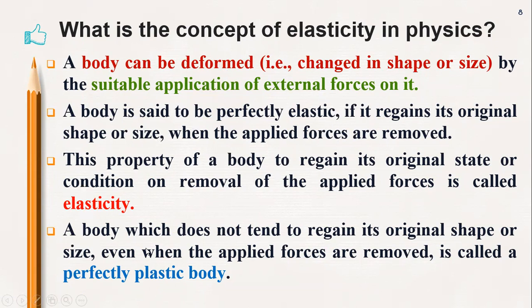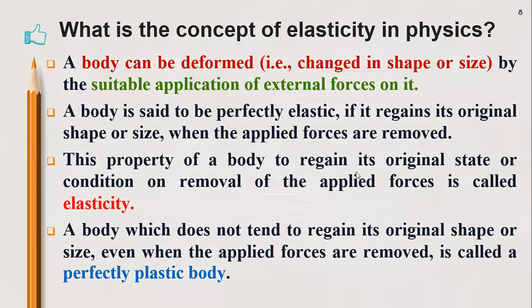Next, a body which does not tend to regain its original shape or size even when the applied forces are removed is called a perfectly plastic body. If you give an external force, the body moves to a new position. If you remove the external force and it regains its original shape, it is called an elastic body. If it does not regain its original shape, it is called a plastic body. This is the difference between an elastic body and a plastic body.